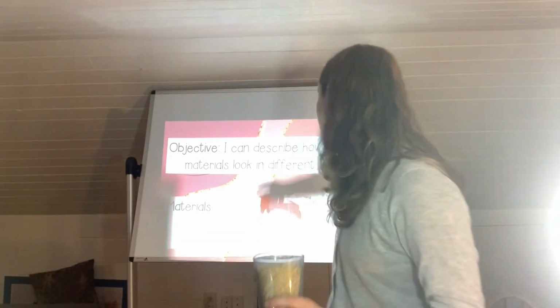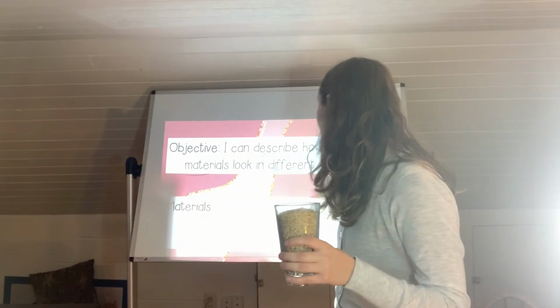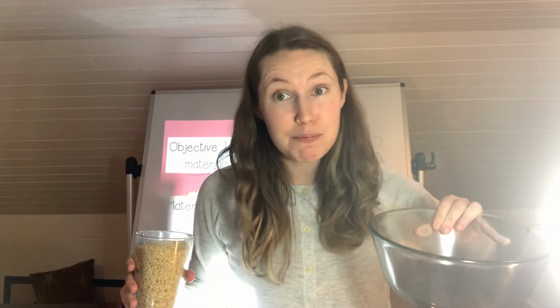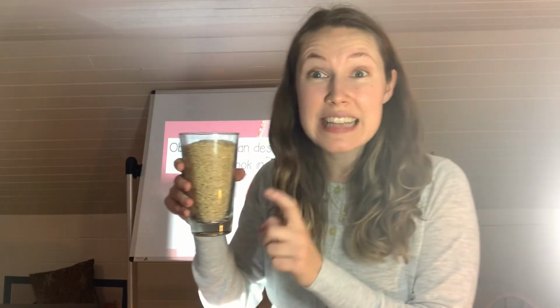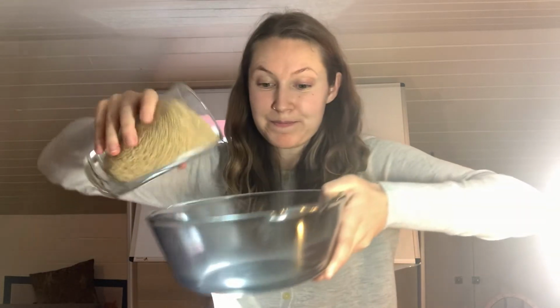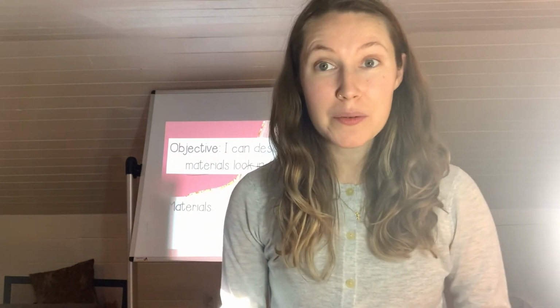Now we are describing how this material, the rice, looks different in the two different containers. In the bowl, it was really spread out. The bowl has a bigger capacity, so it didn't look like there was as much rice. But because our glass has a smaller capacity, it looks like there's a lot of rice in here. Look again, same amount, looks like lots of rice. Now it doesn't look like a lot of rice because our bowl's capacity is bigger. Let me show you another example of this.